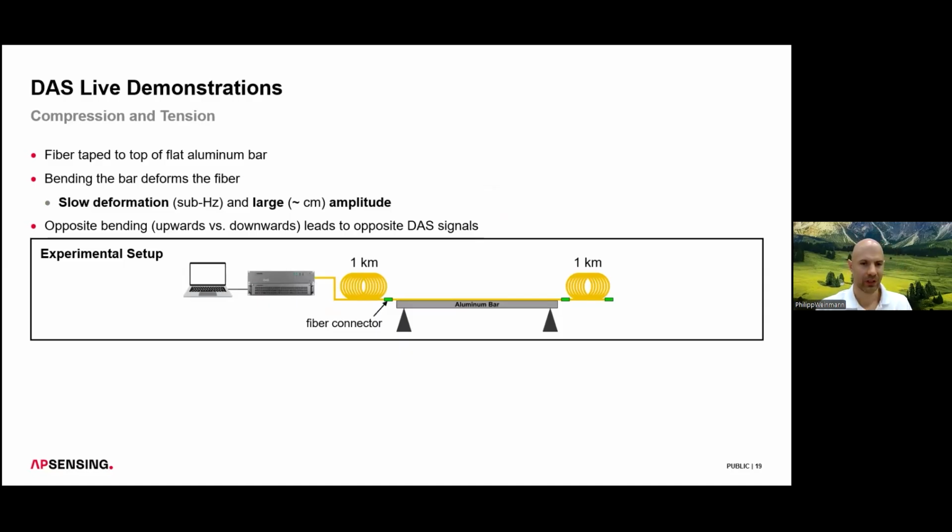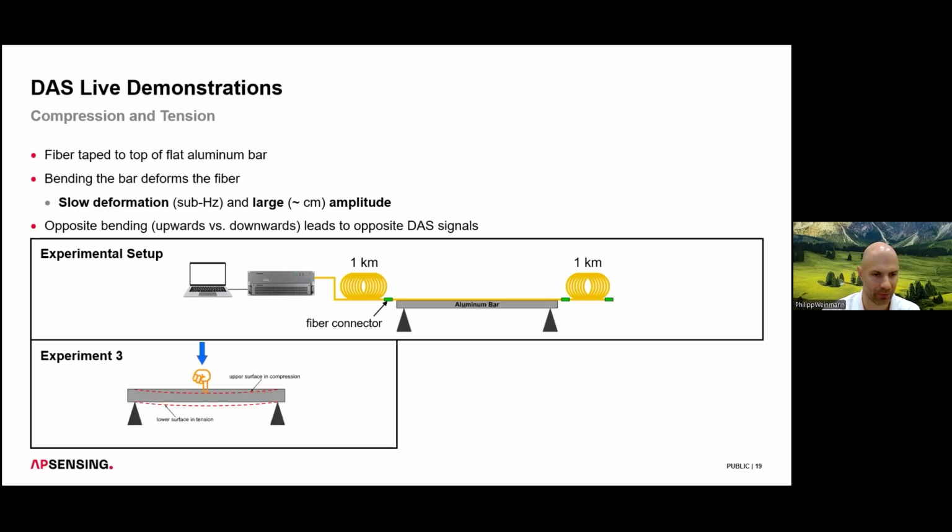Basically I'm using the same fiber setup you just saw in the camera. We have 1 kilometer of fiber at the beginning, 1 kilometer of fiber at the end. The fiber is taped to the top side of an aluminum bar. And what I will do is deform the aluminum bar. And by doing so, I'm actually also deforming the glass fiber.